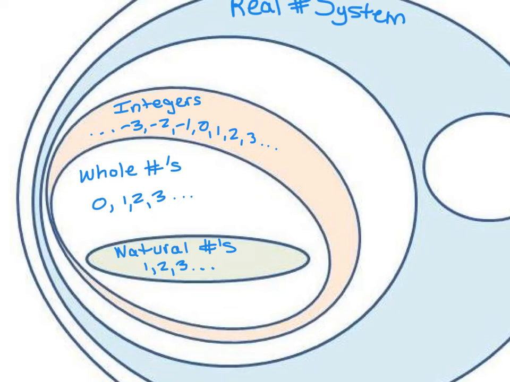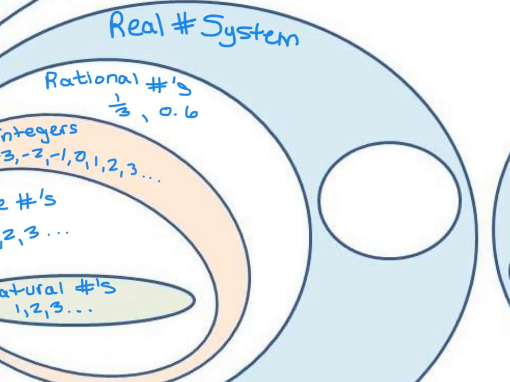And then the next superset above the integers is what we call the rational numbers. The rational numbers include integers, wholes, and naturals, but they also include things like fractions or decimals, 1/3 or 6/10. And if you're not a rational number, then you're an irrational number.